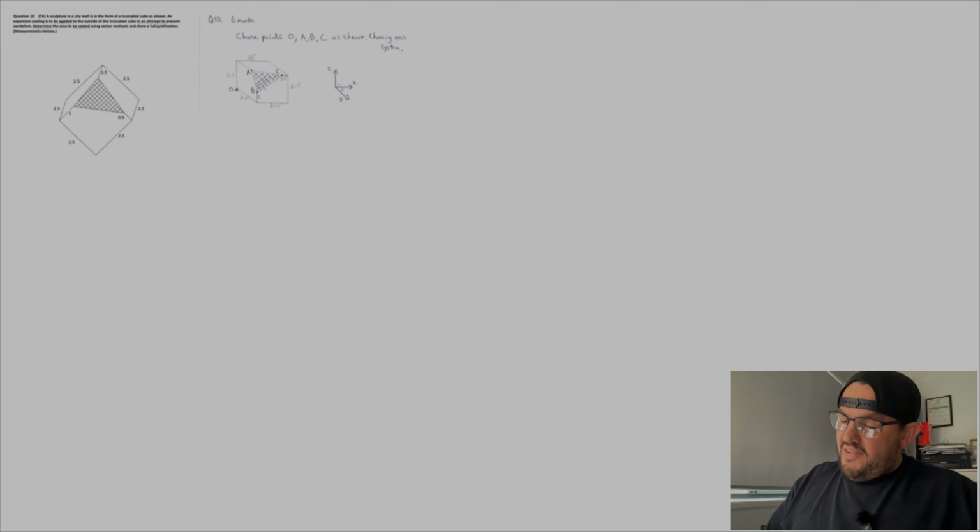Let's have a look. The question is this. It says, a sculpture in the city mall in the form of a truncated cube is shown. An expensive coating is to be applied to the outside of the truncated cube in an attempt to prevent vandalism. Determine the area to be coated using vector methods and show full justification. So we're going to use vector methods that we've used in class to try and figure that out. This is one of those problems that I like because you can break it down into steps.